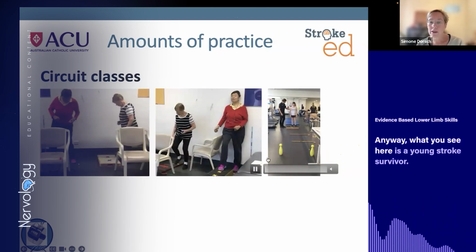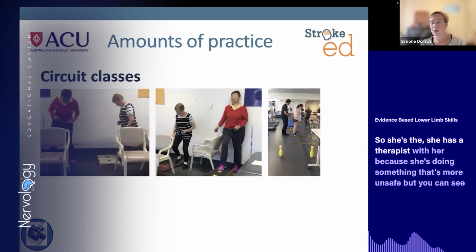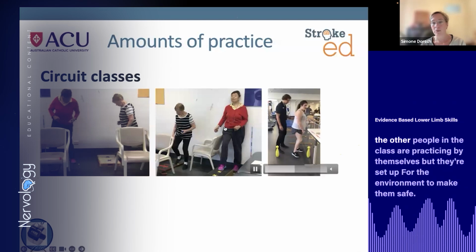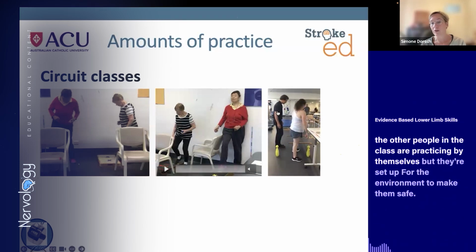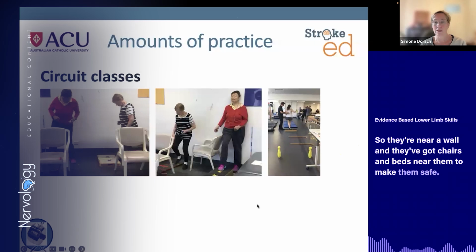Anyway, what you see here is a young stroke survivor. Oh, there she goes. So she has a therapist with her because she's doing something that's more unsafe. But you can see the other people in the class are practicing by themselves. But they're set up for the environment to make them safe. So they're near a wall and they've got chairs and beds near them to make them safe.